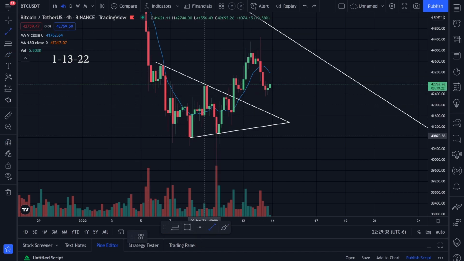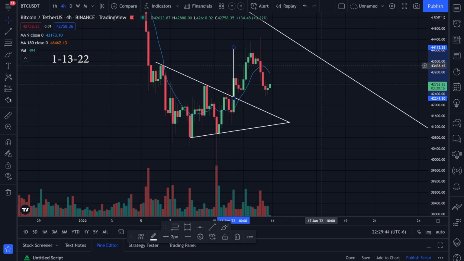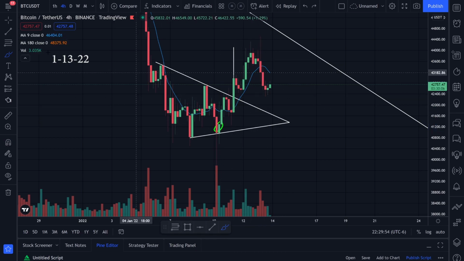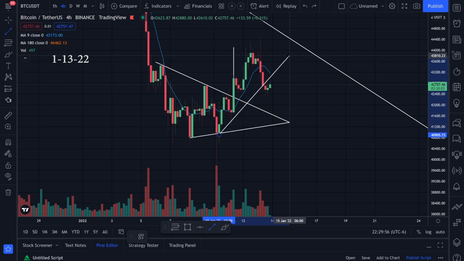After that, I was targeting from the top to the bottom of this triangle, dragging this to the breakout, and I was looking at a target of approximately 44,100. We came up, hit that target. I didn't take profits right here. What I did was I was watching this support line right here going up. Let's draw that trend line right here.